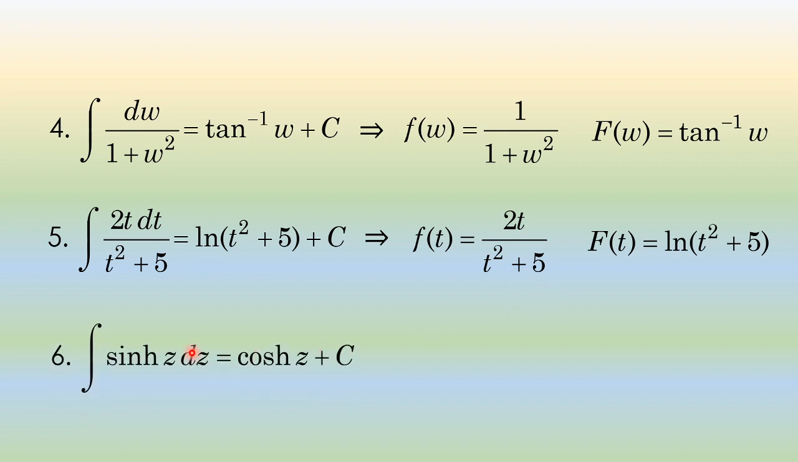Number 6, the integral of hyperbolic sine z dz is equal to hyperbolic cosine z plus c. Here, small f of z is equal to hyperbolic sine z, while the big F of z is equal to hyperbolic cosine z. The derivative of hyperbolic cosine z is equal to hyperbolic sine z.